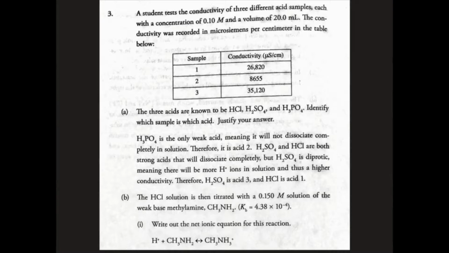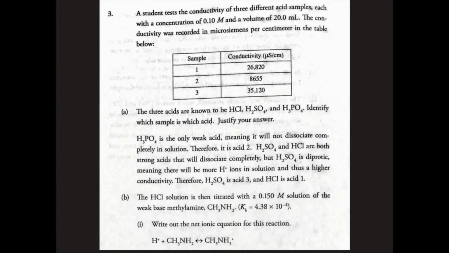So if I'm comparing HCl, H2SO4, and H3PO4, I might be tempted to say, well, H3PO4 is going to have the highest conductivity, but it's not going to. And it's not going to because H3PO4 is a weak acid, which means it's not going to dissociate completely, which means it's going to have the lowest conductivity. So that would be 2. Now when I compare HCl and H2SO4, which are both strong acids, because H2SO4 produces 2 hydrogen ions and 1 sulfate ion, while hydrochloric acid only produces 1 hydrogen ion and 1 chloride ion, H2SO4 will be sample 3 because it has the highest conductivity.